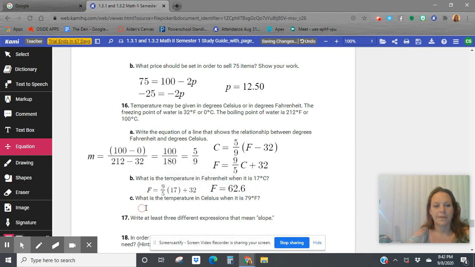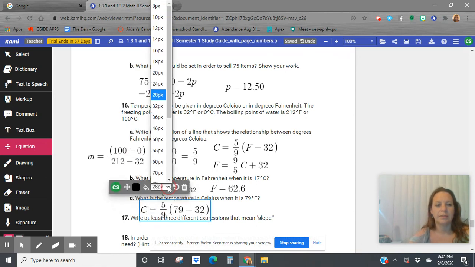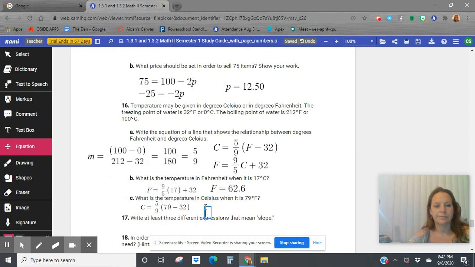Finally, what is the temperature in Celsius when it's 79 degrees Fahrenheit? So go grab the Celsius one. So 5/9 times 79 minus 32 in parentheses there. And so Celsius equals, if you do that work on your calculator, 5/9 times 47, or 26.1 degrees Celsius.